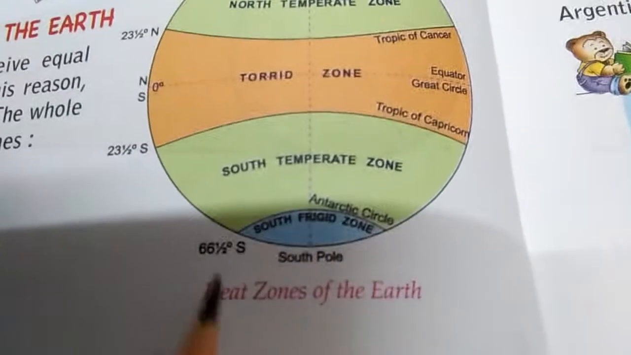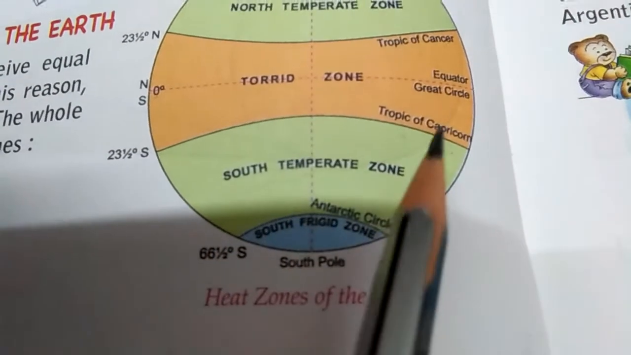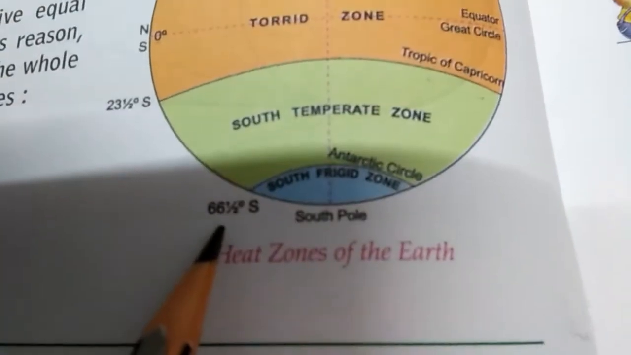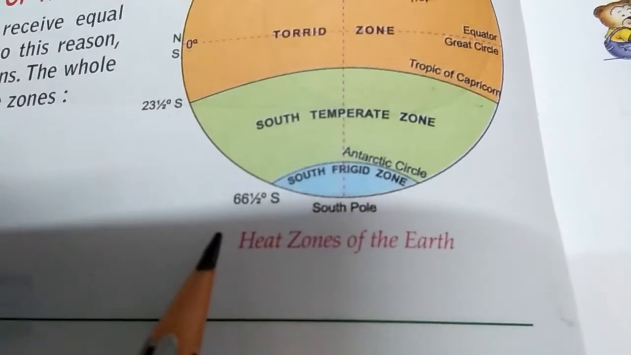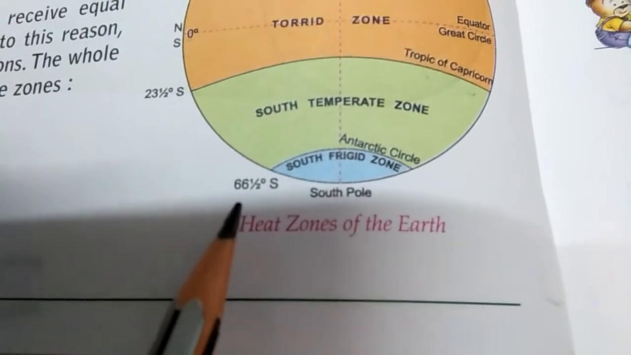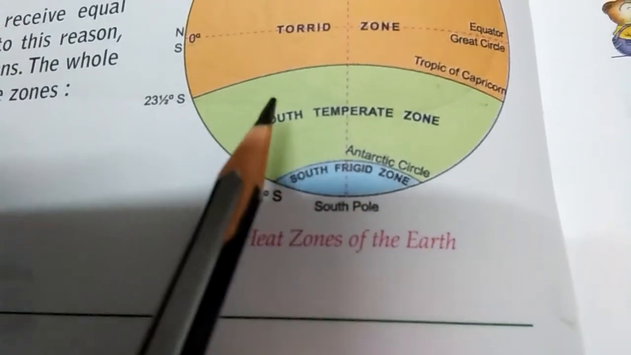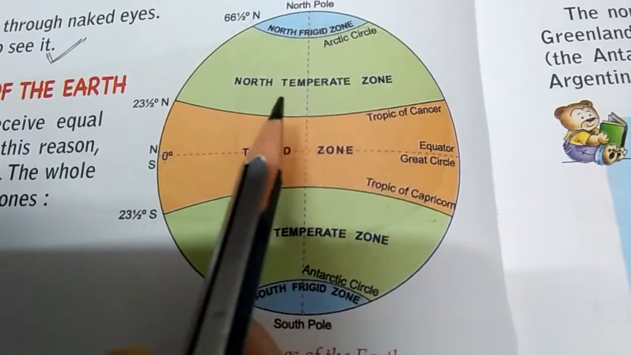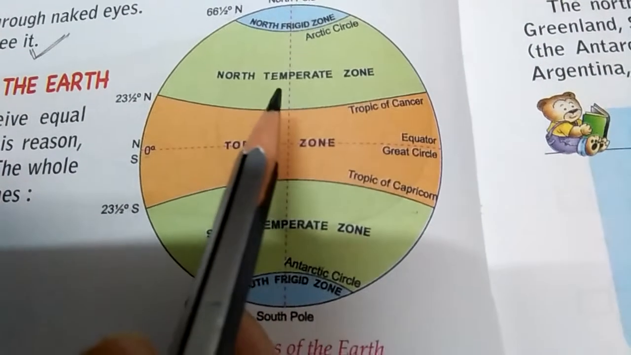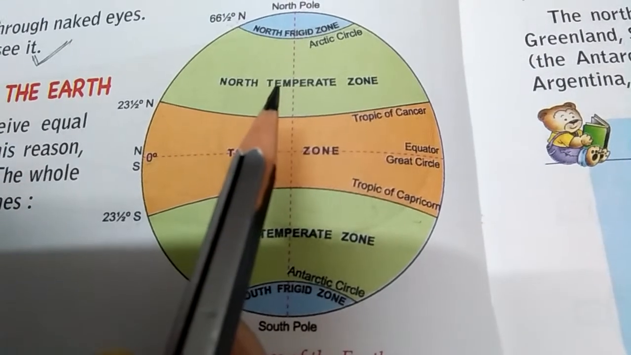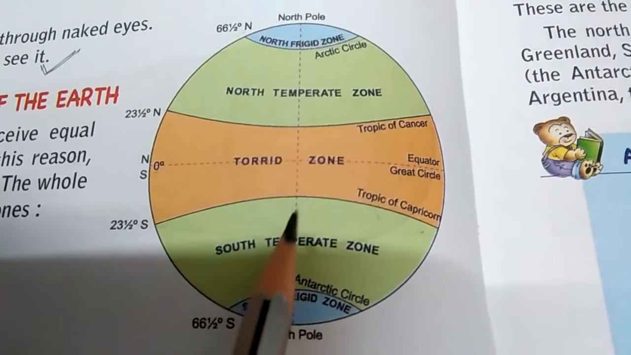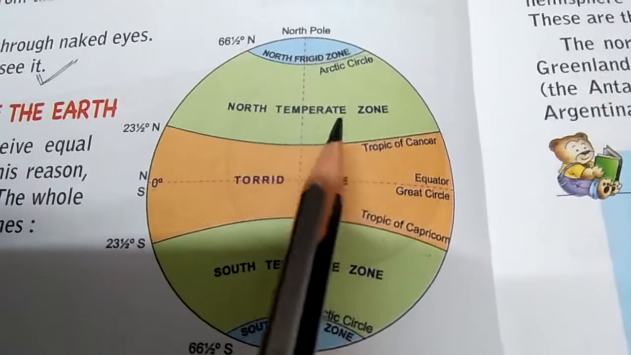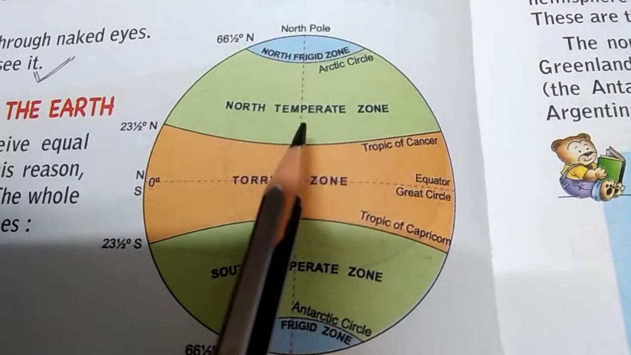And in the same way in southern hemisphere also, from Tropic of Capricorn, that is 23.5 degree south, to 66.5 degree south. This is called the south temperate zone. In temperate zone, we find moderate climate, that is neither very hot nor very cold, because this zone receives the slanting rays of the sun. That is why the temperature is moderate.